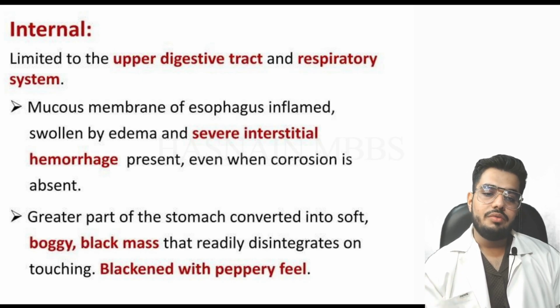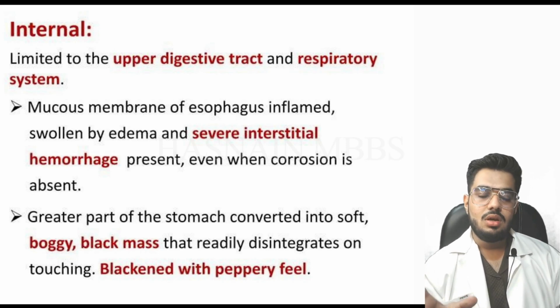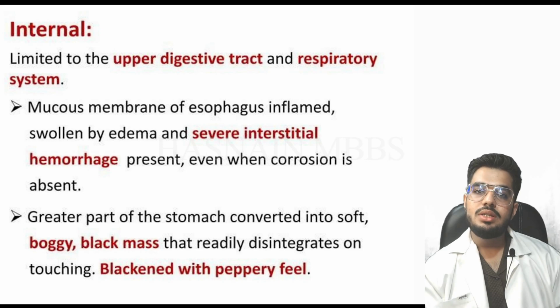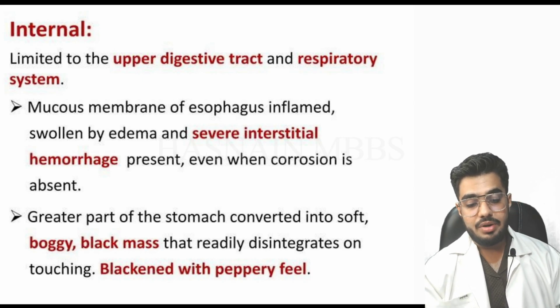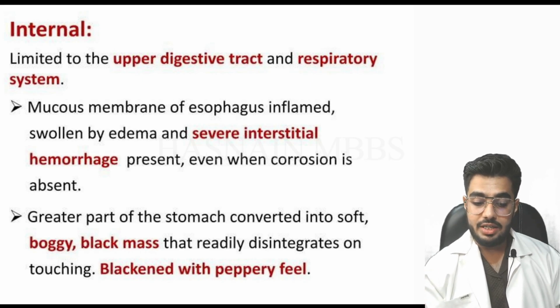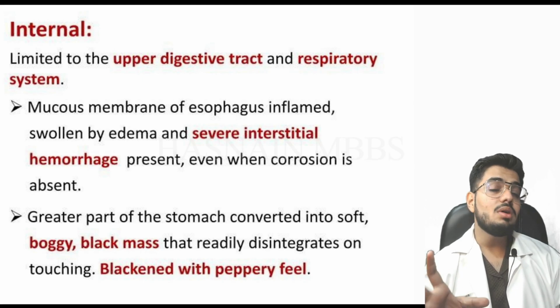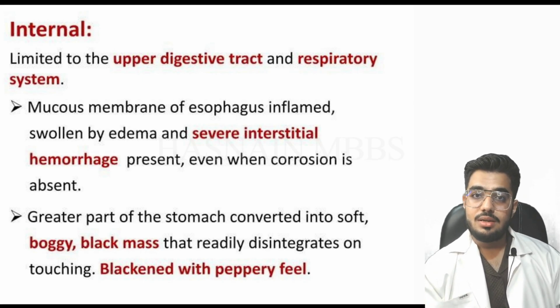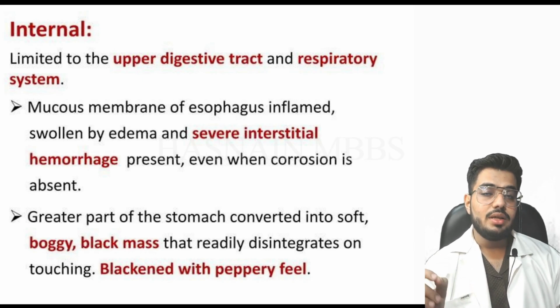When we open the body, we look at our upper GI tract, lower GI tract and respiratory system. What we observe first is that the stomach is more involved and more damaged compared to the esophagus. Why? Because the esophagus has squamous epithelium, which is relatively resistant compared to the columnar epithelium of the stomach. So the mucous membrane of the esophagus is inflamed, swollen, edematous, with severe intestinal hemorrhage. The lower GI and stomach are more affected. But make a note when you write in your examination: the esophagus is relatively resistant compared to the stomach.